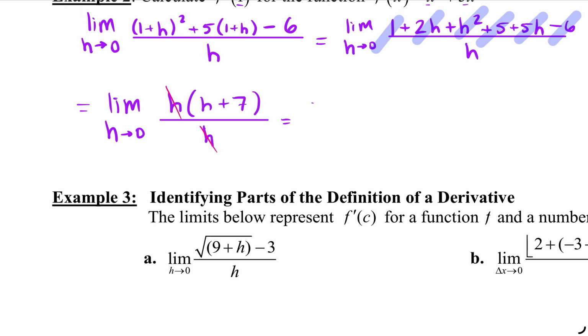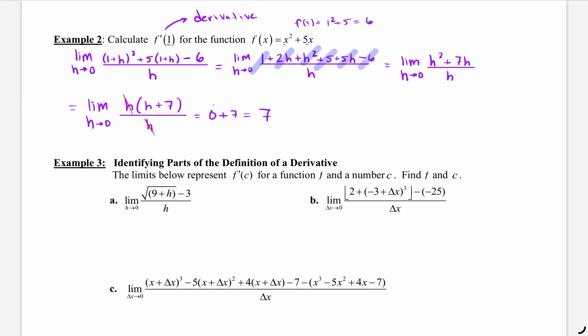The limit as h approaches 0 of h plus 7. So I'm going to plug in 0. So I get 0 plus 7, which equals 7. So again, what this means is the slope at that point is 7. So if I were to graph this equation, this polynomial, and draw a tangent line at x equals 1, the slope of that tangent line would be 7.